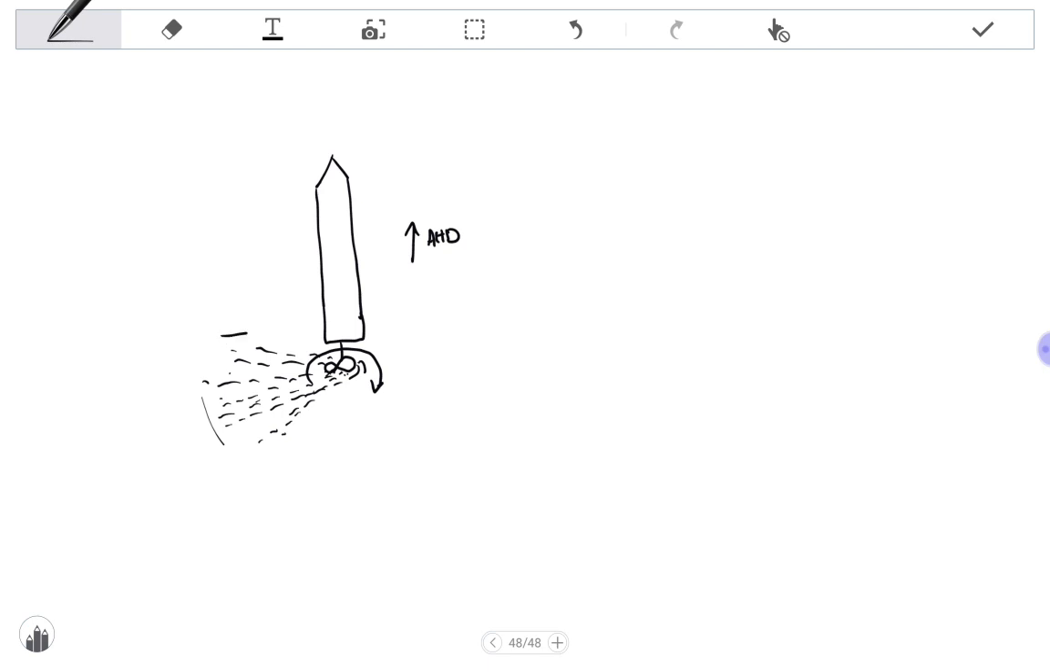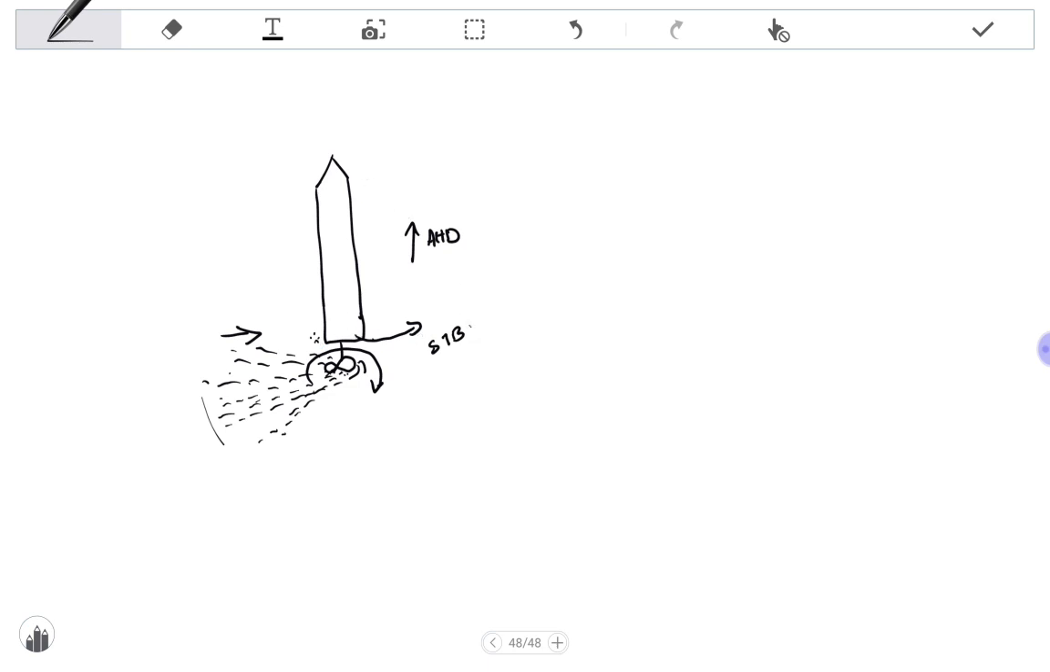There will be an opposite force acting towards the ship at this point, at this stern. So when the force is acting at this side, the stern will move towards this side. Okay, the stern will move towards starboard. The water is throwing at the port side, so a reactive force will be coming. The stern will move to starboard.